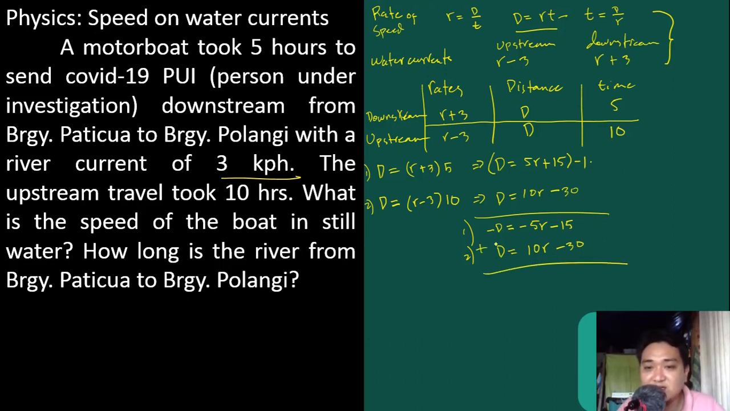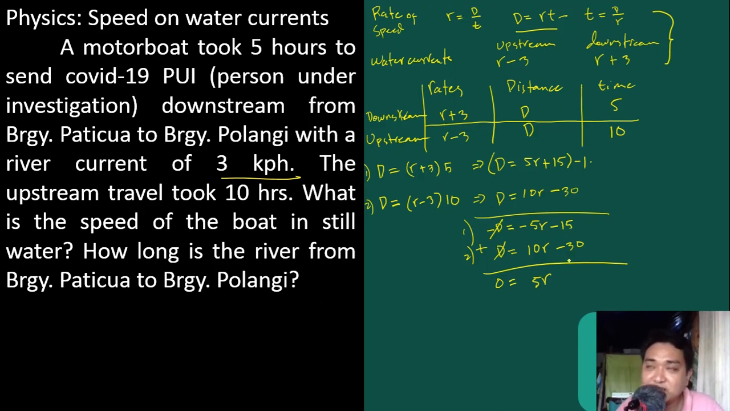Pagka in-add natin sila, automatic makakancel tong D. So, meron na lang tayo nag-iisang variable, R na lang mamaya. Negative D plus D is 0. It's just 0. Now, negative 5R plus 10R, syempre magkaiba sila ng sign, magsusubtract tayo. So that is 5R. At kaninong sign yung masusunod? Syempre yung sa mas malaking number. So here, mas malaki si 10, so positive 5R.